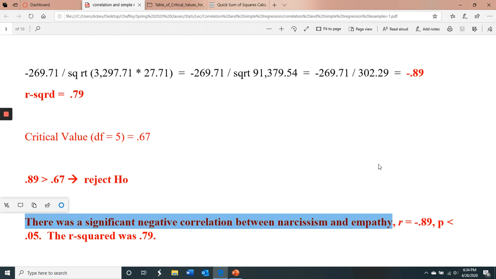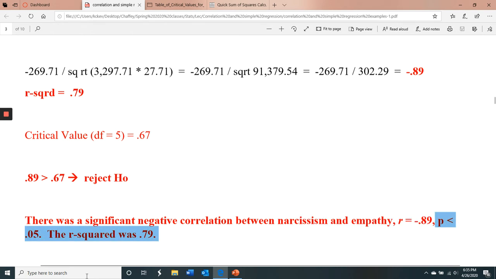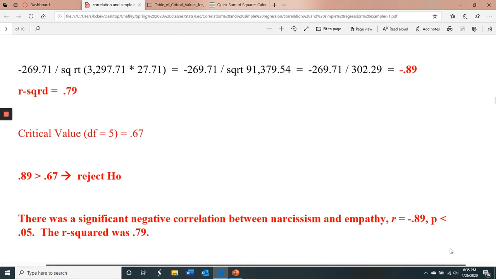So if there's a significant correlation, say what the direction is. Significant, negative correlation between what 2 things? Narcissism and empathy. What are the numbers? Well, R, negative 0.89. We rejected the H0, so p is less than 0.05. And then we have an R-square of 0.79. Again, in correlational presentations, typically we don't include the small, medium, and large because people tend to know what the R-squared means in this type of an approach.